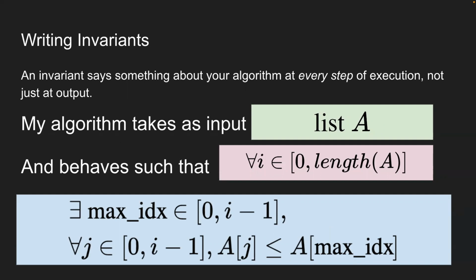So for all i in 0 to the length of A, we have this max index up to i minus 1, such that every element that's less than i minus 1, so every element up to that value, so this is all of the indexes before i minus 1, we have this property that every element at those indexes is going to be less than or equal to the element at our max index. So this is what an invariant would look like. If I wanted you to write an invariant about your program, it would look something like this, describing the i within your for loop.